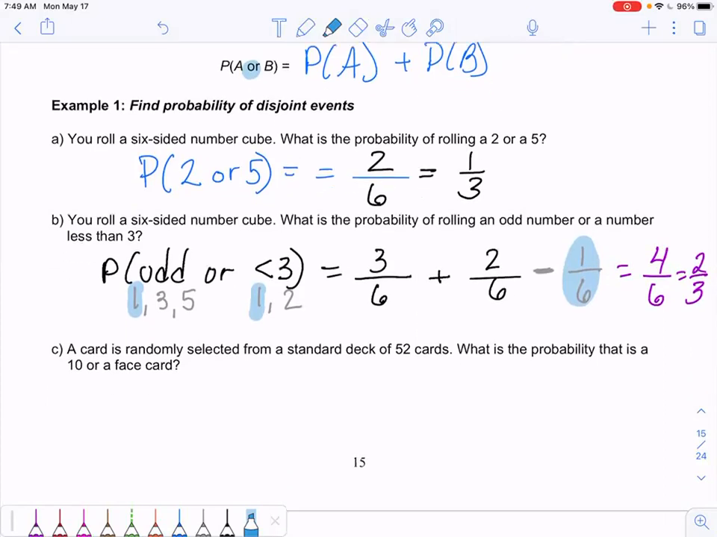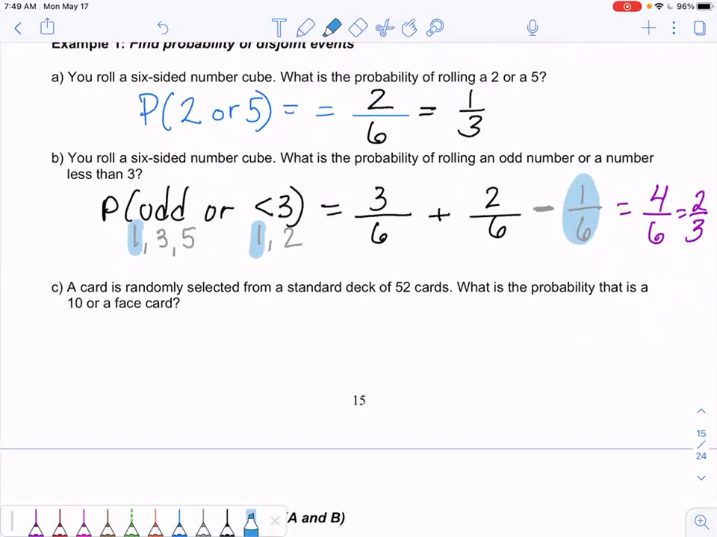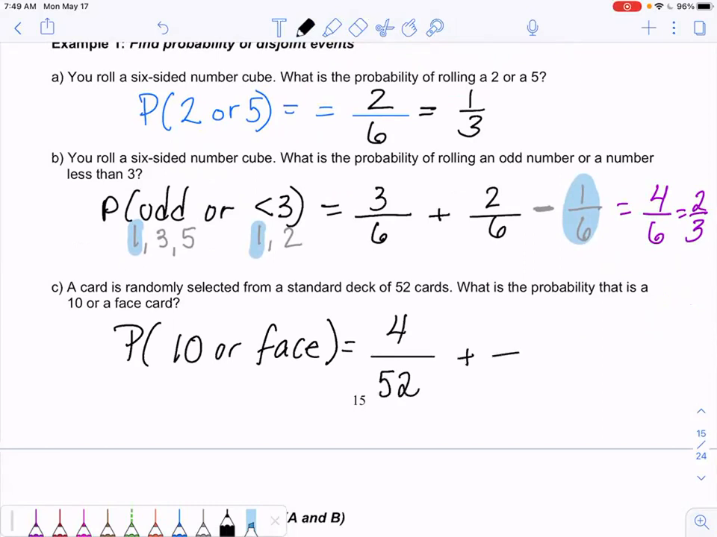So if we look at the third one, cards, you randomly select a card from a deck of cards. What's the probability that it's a 10 or a face card? So probability that you get a 10 or you get a face card. Ella, how many 10s are in a deck of cards? 4. Do you know how many face cards are in a deck of cards? 12, yeah. Remember, your Jack, Queen, and King are your face cards. There are 3 face cards and 4 suits, so there are 12 of them.